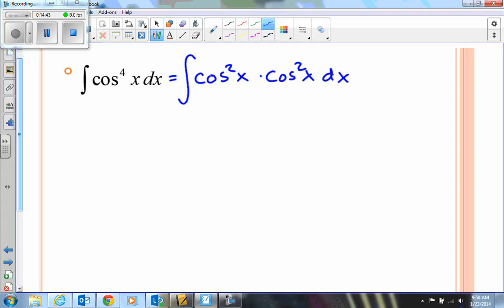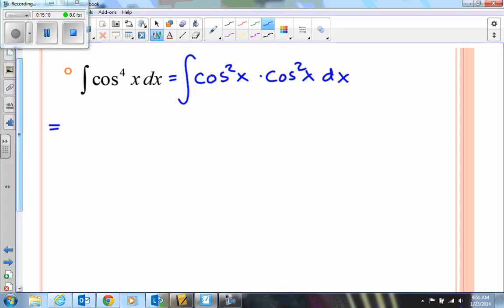If I use the Pythagorean identity, I could substitute in, but I still don't have an odd power, right? So that won't help us. The Pythagorean identity here is not going to help us. So we have to use something else. If you want to look at your trick sheet, power reducing. So we have to use our power reducing.